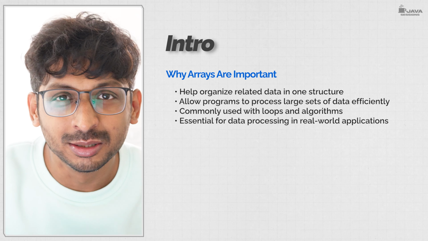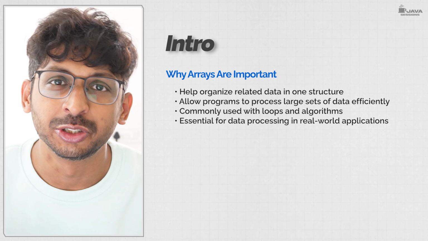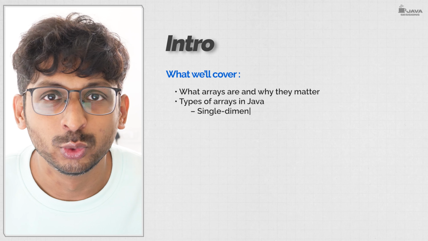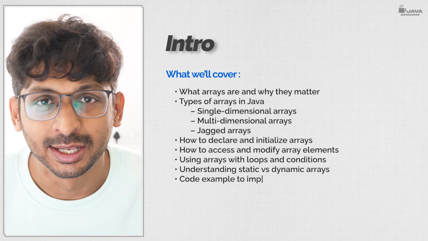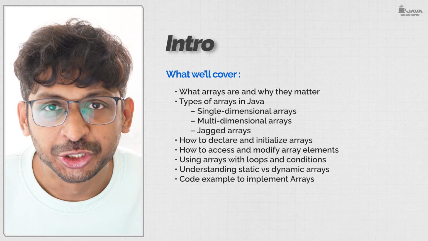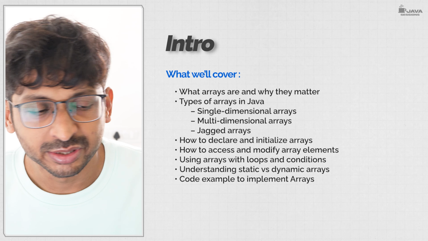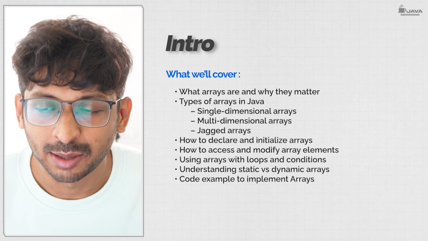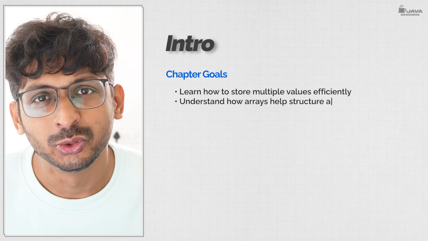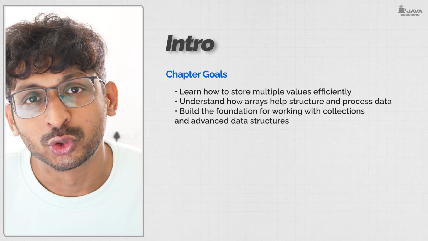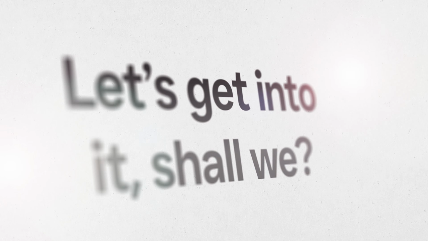Arrays are going to help us handle this list of data or multiple values for a data in an organized and an efficient way. We'll explore what arrays are and why they matter, different types of arrays, that is single dimensional array, multi-dimensional array, as well as jagged arrays, how to declare, initialize and access array elements, the difference between static arrays and dynamic arrays, and we'll walk through a related practical code example to discuss how arrays work in code implementation. By the end of this chapter, you shall be able to use arrays in your Java programs confidently to store, process and manipulate the collection of data with ease. So let's get into it, shall we?